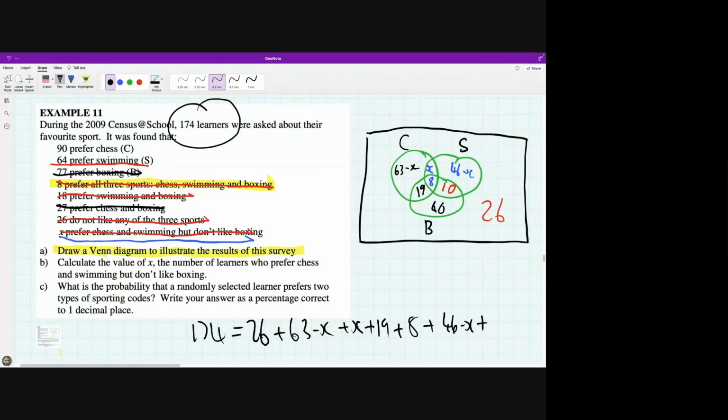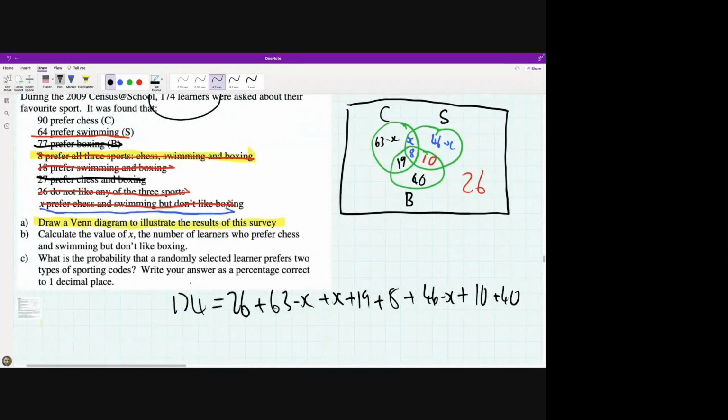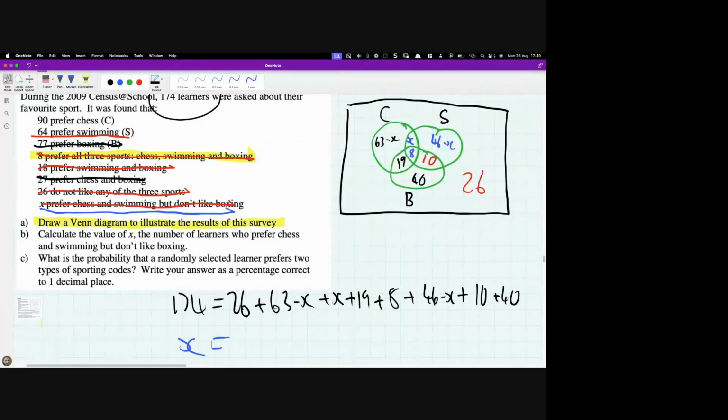What have I got to do? Let's make sure I leave 63 minus x plus 19 plus 8 plus 10. Now, have I done the 19? I have, plus 40. What do you get for your x value?